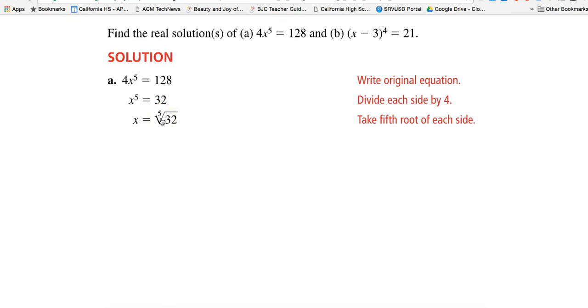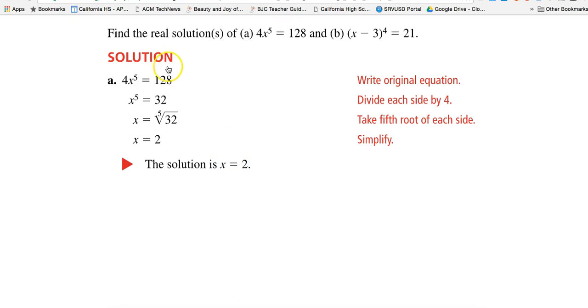Now you know that 2 to the 5th power gives you 32, so when we calculate this out, we get x equals 2. That gives us that our solution is x equals 2. If we plugged that in here, we'd get 2 to the 5th is 32 times 4 equals 128. So when we check our work, we prove that this is the right answer.